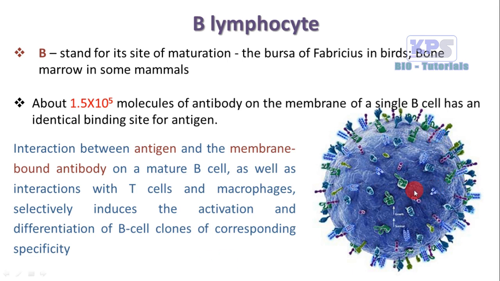What is the role of these antibodies? These membrane-bound antibodies will interact with antigen, as well as with the T cells and macrophages. This interaction induces the activation and differentiation of these B cells, and further development of the immune response occurs. So the most important role of antibodies on the surface of the B cell is to interact with antigen in different ways. It may be either directly or by interacting with the macrophage or with the T cells, and thereby these B cells get activated and go for the further development of the immune response.